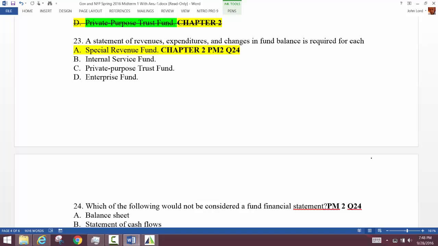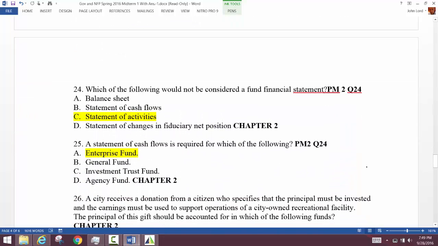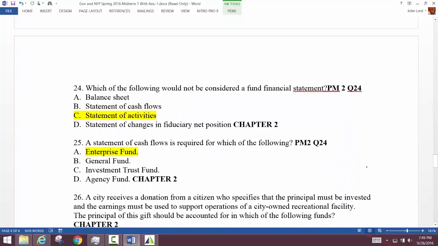A statement of revenues, expenditures, and changes in fund balance is required for what? For the special revenue funds. That's the name of the income statement for our governmental funds, right? Which of the following would not be considered a fund financial statement? Statement of activities, that's a government-wide statement, isn't it? Now, note that only the proprietary funds prepare a statement of cash flows, right? But it's still at the fund level, isn't it?